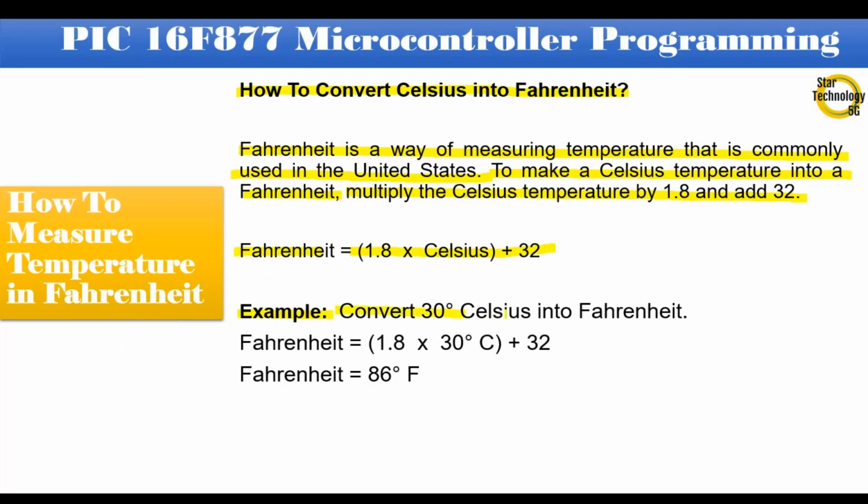Example, convert 30 degrees Celsius into Fahrenheit. Fahrenheit equals 1.8 multiplied by 30 degrees Celsius, plus 32. Answer is 86 degrees Fahrenheit.